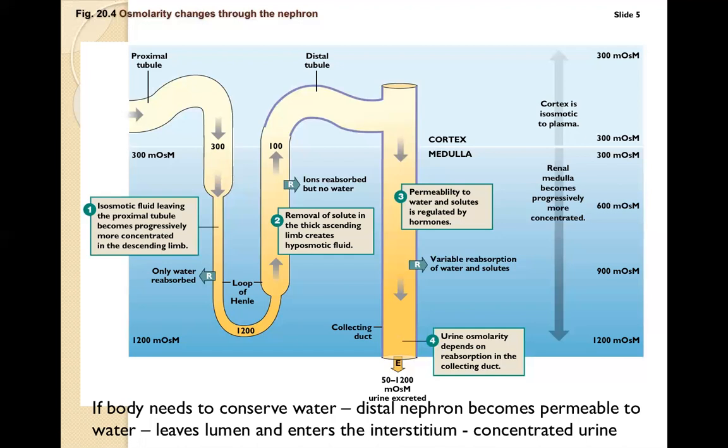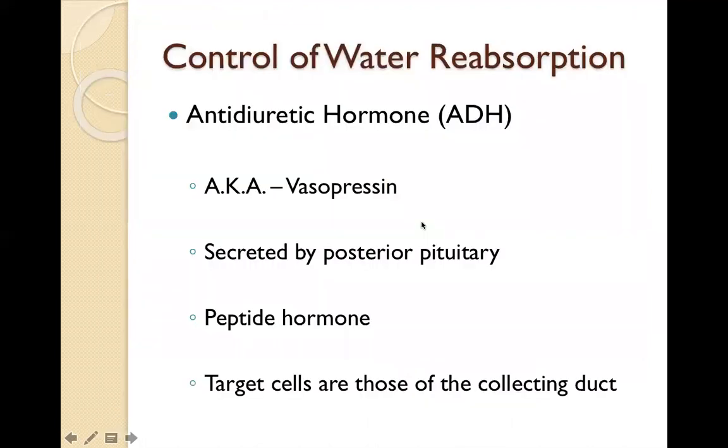So if your body needs to conserve water, the distal nephron becomes permeable to water, and it's specifically in that collecting duct, and you'll end up with concentrated urine. The way that we control the water reabsorption in the kidney is through a hormone called antidiuretic hormone. It has multiple names. Antidiuretic hormone, or ADH, is one of those names. It's also known as vasopressin, and it's also known as arginine vasopressin.